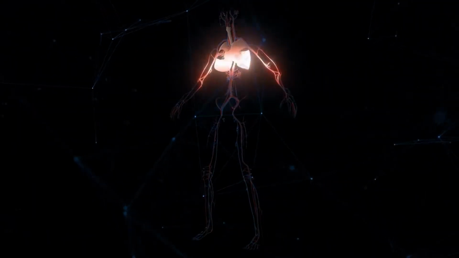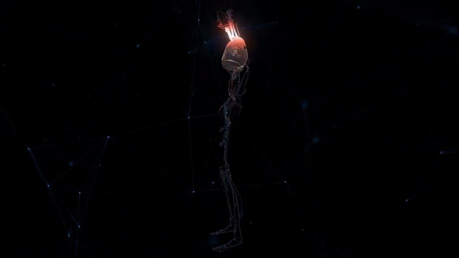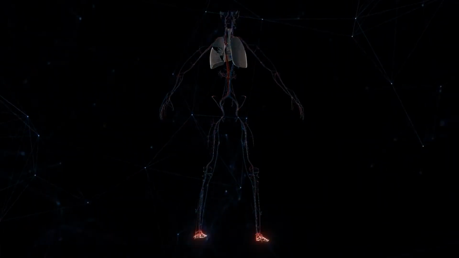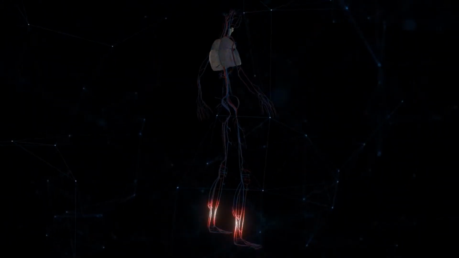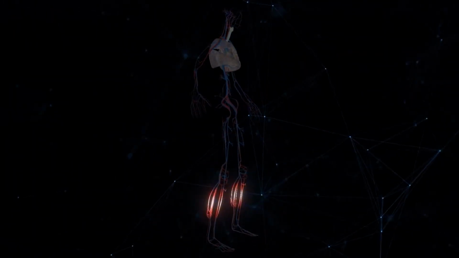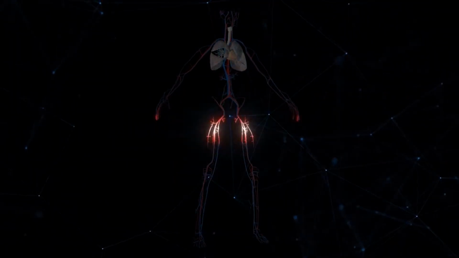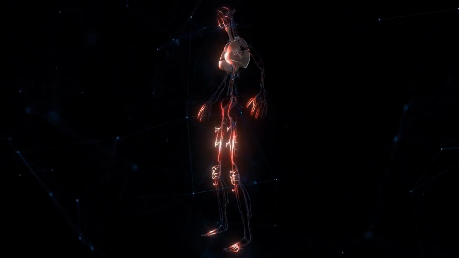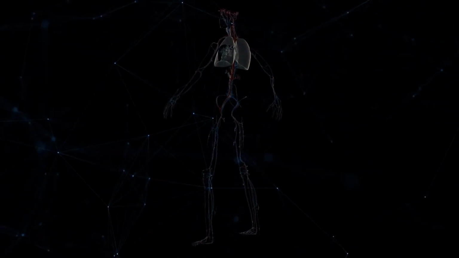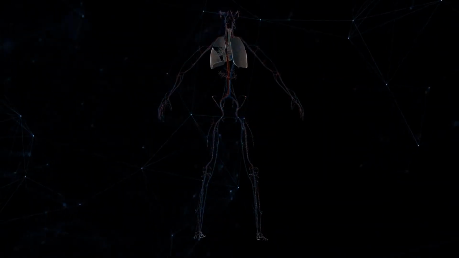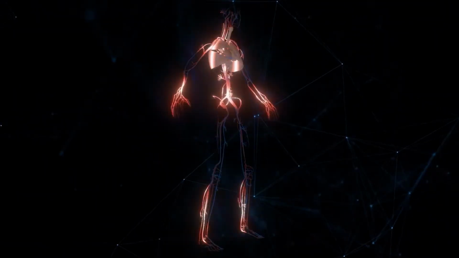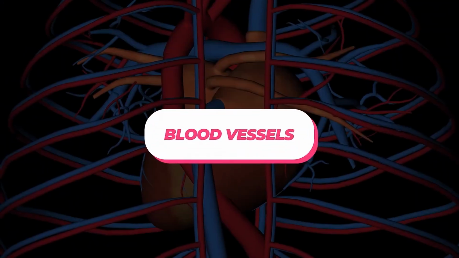The heart also has 4 valves that help to regulate the flow of blood through the chambers and prevent blood from flowing back into the wrong chambers. The tricuspid valve is located between the right atrium and right ventricle, and the mitral valve is located between the left atrium and left ventricle. The aortic valve is located between the left ventricle and the aorta, and the pulmonary valve is located between the right ventricle and the pulmonary artery.